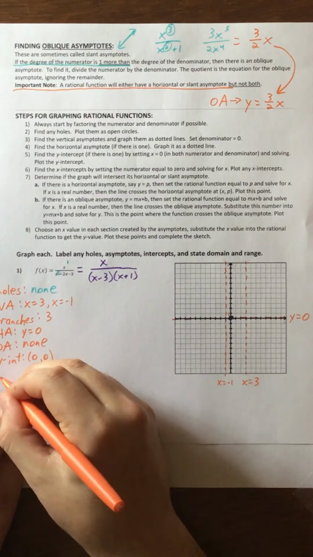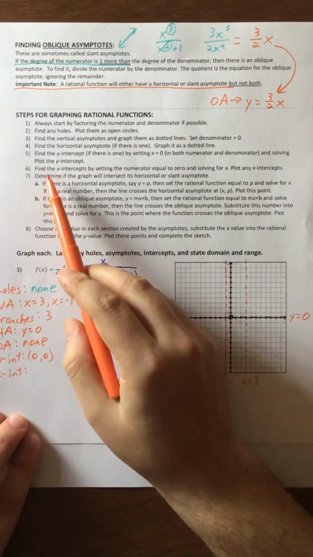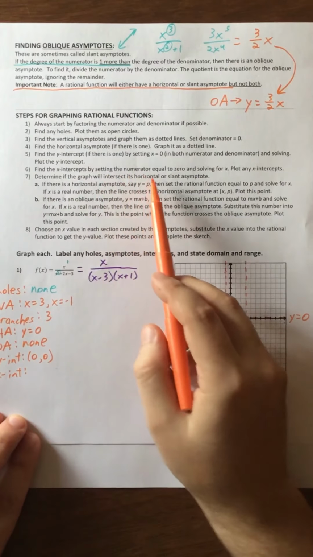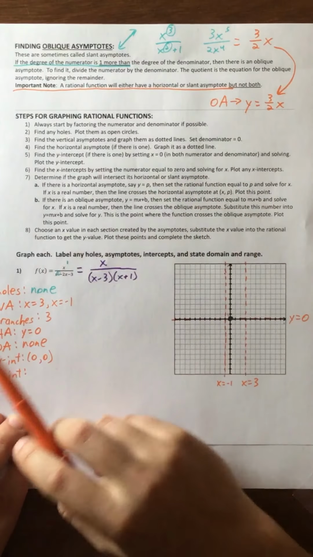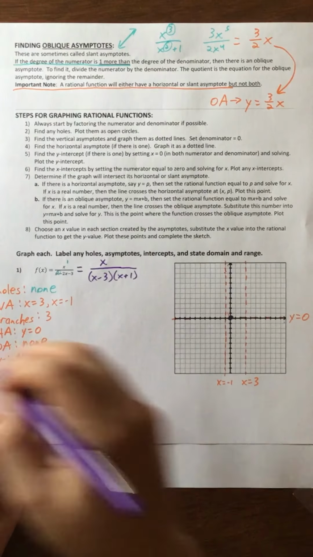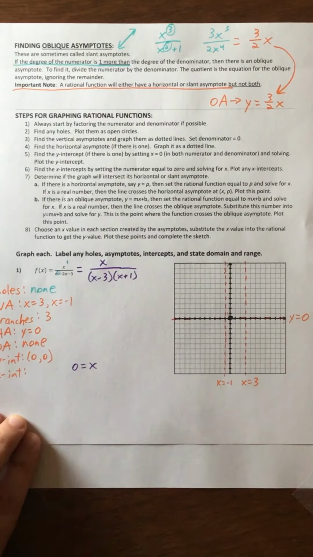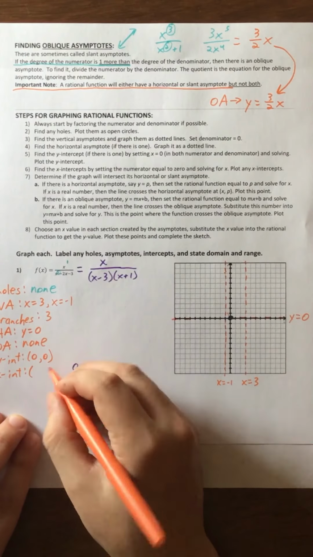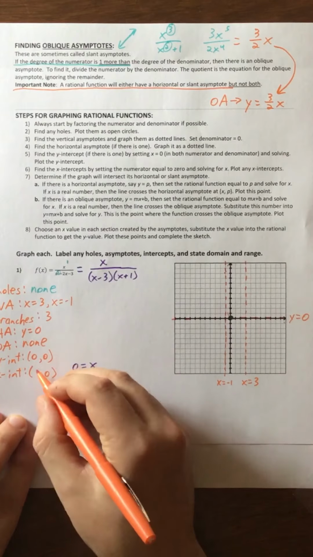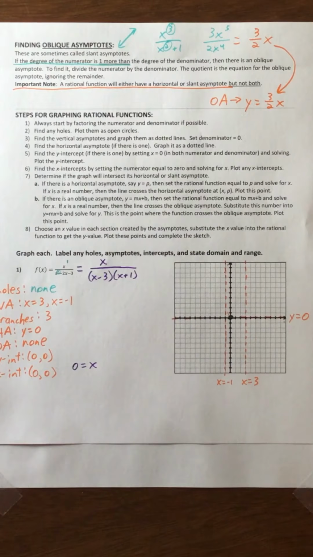Step 6, find the x-intercepts. And the way you find the x-intercepts is by setting the numerator equal to 0 and solving for x. So this one's pretty easy, because you're just going to do 0 equals x, and obviously that's your final answer then. Okay, so I'm plugging in 0 for y, I get 0 out for x. So our x-intercept is the y-intercept. There's no others.